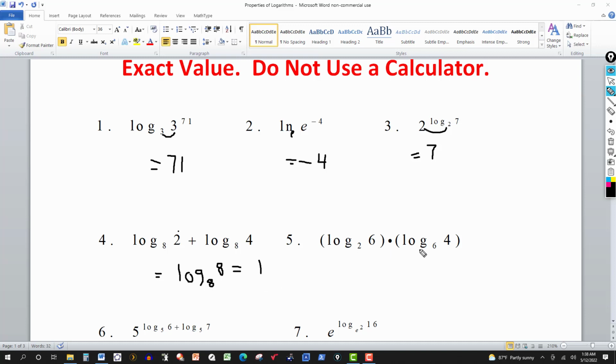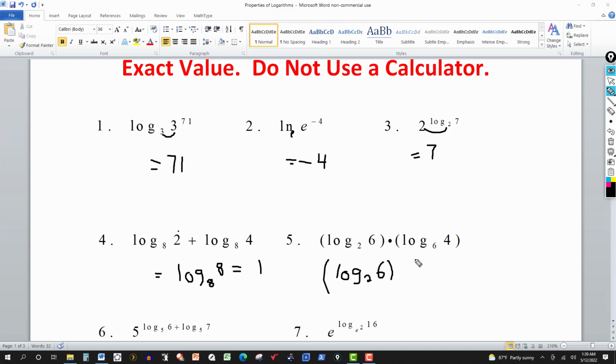Now here we have a product for number 5. But it's log of 6 to base 2 and log of 4 to base 6. How do we take care of this? Well, let's see. We can leave the first one the way it is. Okay, leave that one the way it is. And then we could do some simplification if we had the base the same. So how can we get the base the same? This one has base 2.